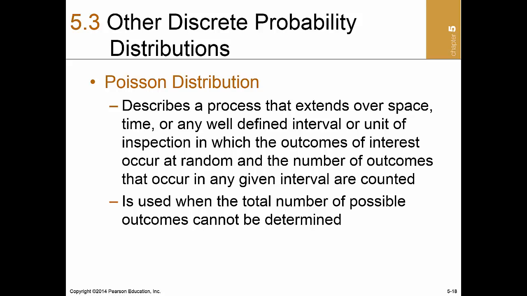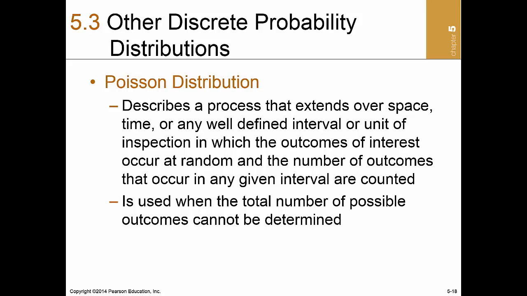The Poisson distribution describes a process that extends over time, space, or any well-defined unit of inspection. The outcomes of interest, such as emergency calls or potholes, occur at random, and we count the number of outcomes that occur in a given segment of time or space. We might count the number of emergency calls in a 1-hour period, or the number of potholes in a 2-mile stretch. As we did with the binomial distribution, we will call these outcomes successes, even though, like potholes, they may be undesirable.